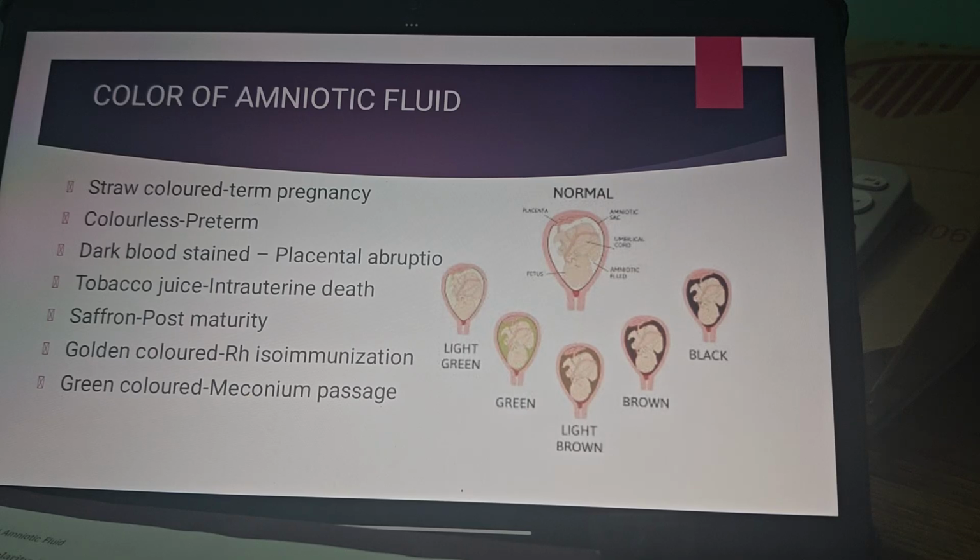Straw colored amniotic fluid is seen in term pregnancy, colorless in preterm, dark blood stained when there is antepartum hemorrhage due to placental abruption. Tobacco juice appearance is seen in intrauterine death or IUD. Saffron in post-dated or post-maturity. Golden colored seen in Rh isoimmunization due to hemolysis, and green colored is seen in meconium passage. There is one prune juice or dark brown which is seen in prolonged retained dead fetus.